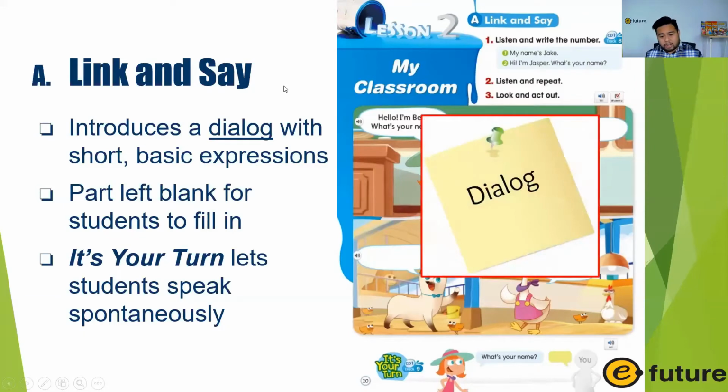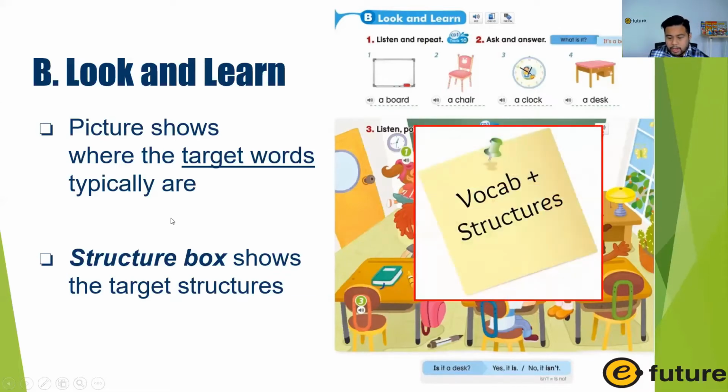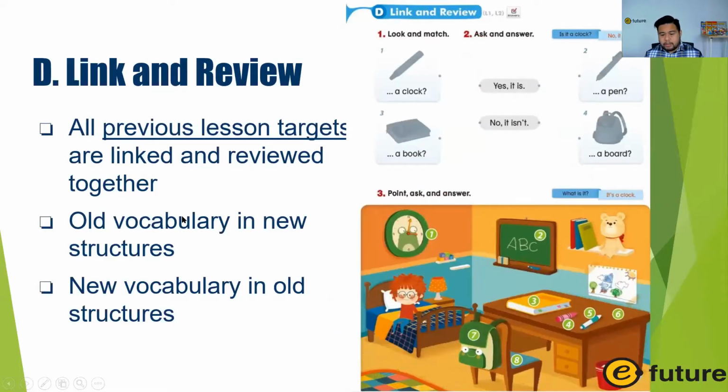So Link and Say focuses on dialogue for the first page, and then Look and Learn. Here we're going into the vocabulary, what are the target words, and then looking at the structures. Okay, so this is what the students are going to be practicing even more. Okay, so vocab and structures, and then Link and Review.